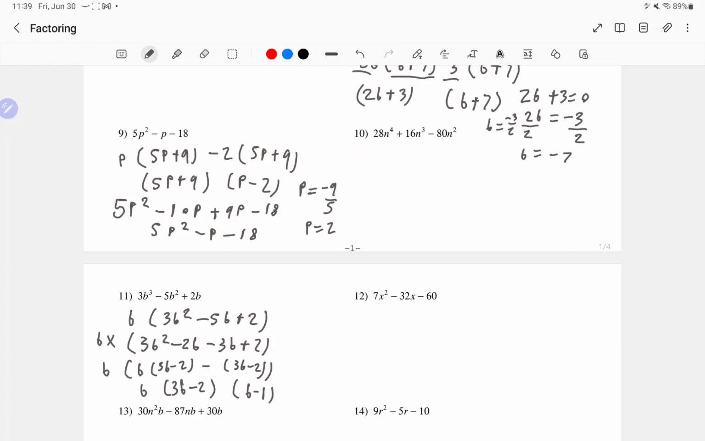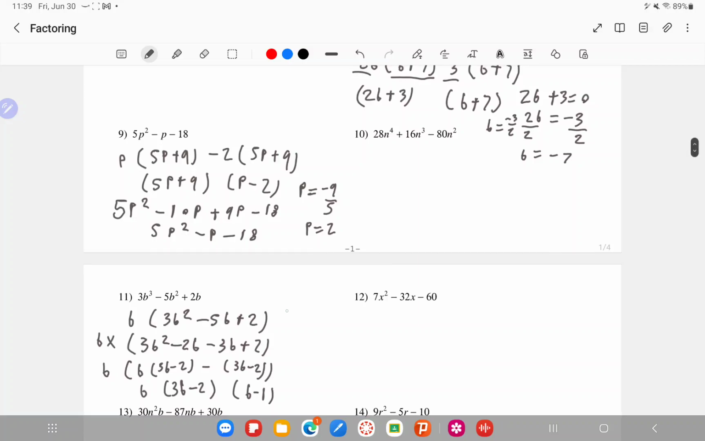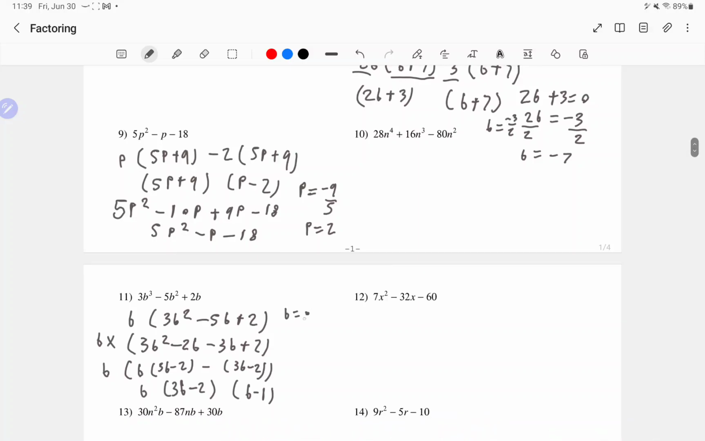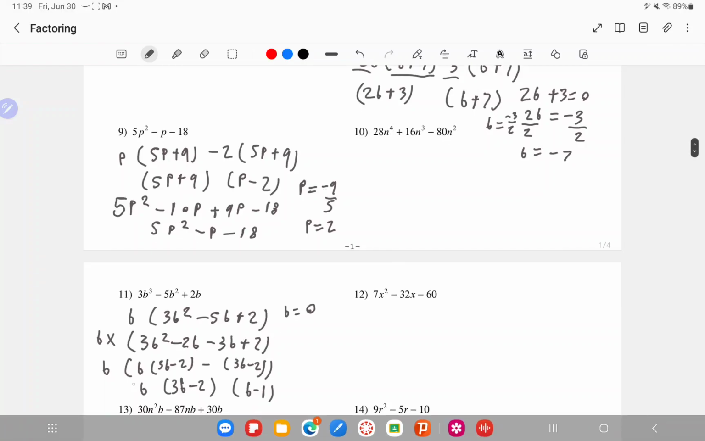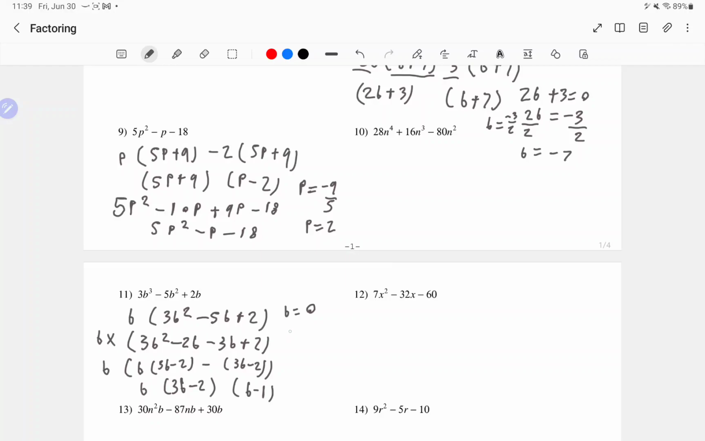Now the thing is, when you're writing the answers for these, because you have a b right out here, that b is actually equal to 0. So one of your b's is actually equal to 0, because you have an extra factored out b. It counts as one of the x factors. And then you have the 3b equal to 2, and then you divide them, so b equals 2 over 3, and then you have b equals 1.